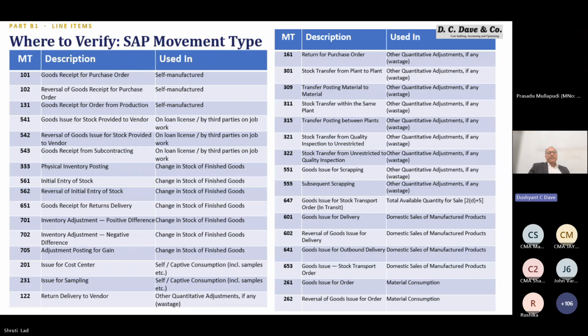Now, let me ask you one question here. Should cost auditors verify every SAP transaction? Are cost auditors under any obligation to verify every SAP transaction? Any answer? Should the cost auditor verify every SAP transaction? Yes or no? No.